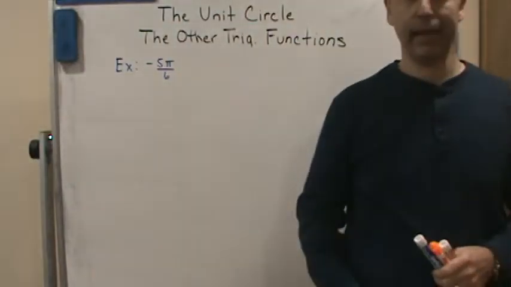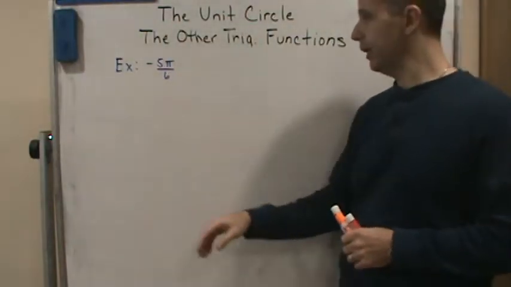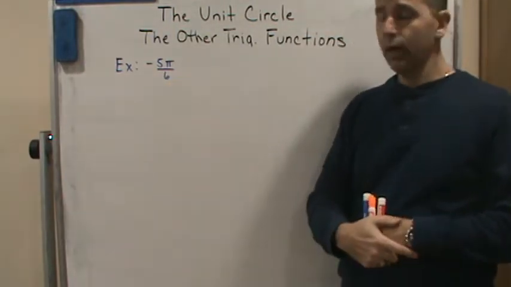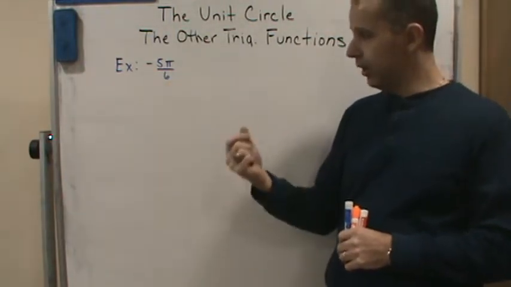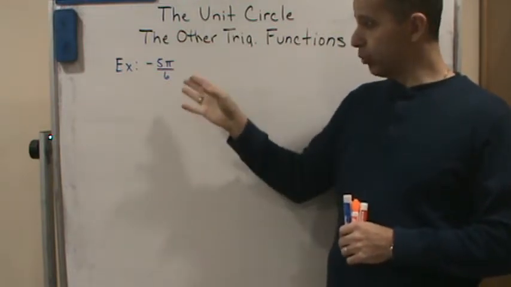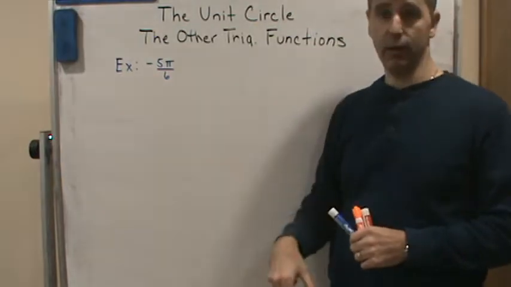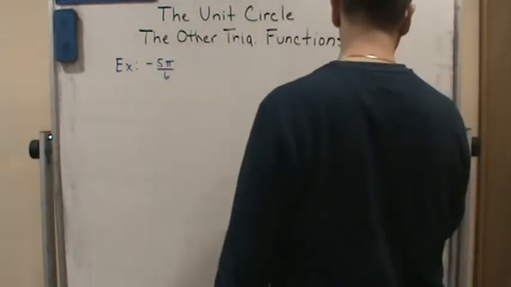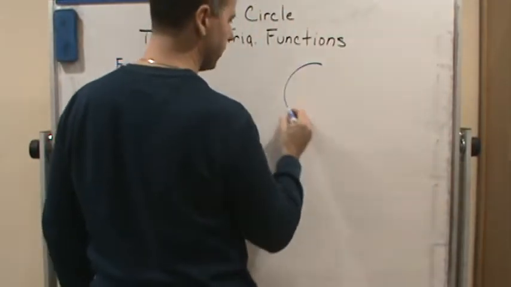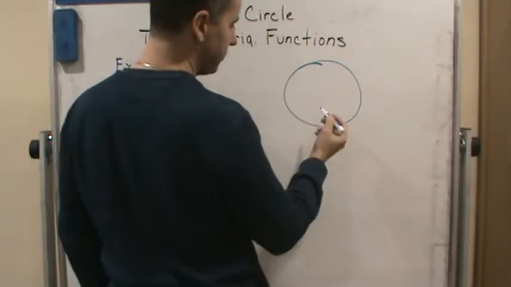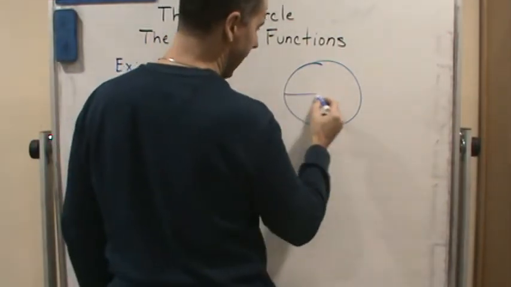Okay, so welcome back. In this example, we're given this angle, and we want to find all 6 trigonometric functions by using the reference angle for this given angle. First of all, it's negative 5 pi over 6. So immediately, I'm going to draw a circle just to show you what we're doing. Now, in the circle, where are we at?